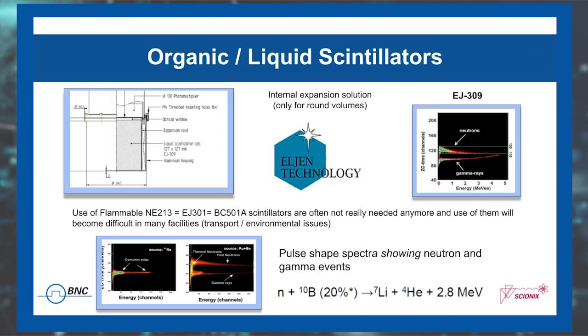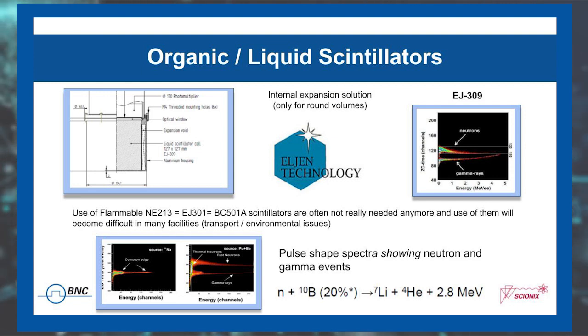So the fact is that low flash point liquid scintillators are becoming more and more of a problem in many laboratories. That's the bad news. The good news is that there are these days replacements for low flash point liquid scintillators that have a much higher flash point and quality-wise are almost just as good in neutron gamma discrimination.